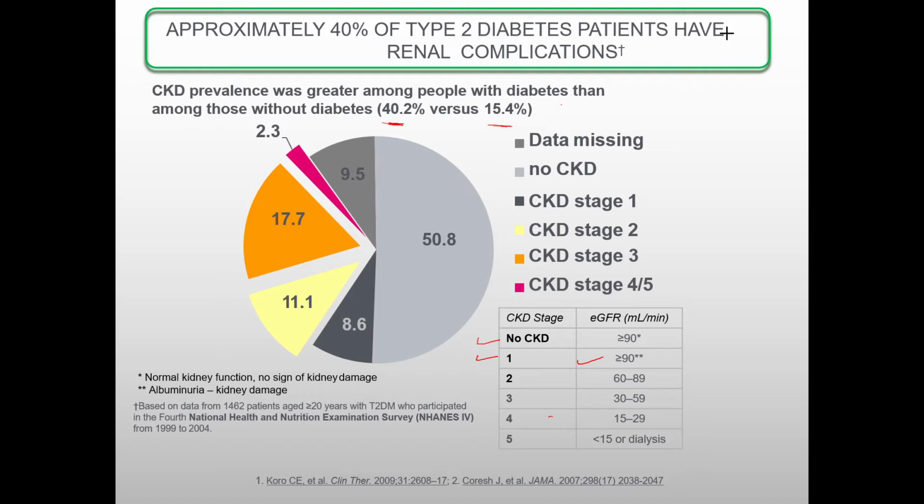So out of all the stages of CKD, the stage which is more prevalent is stage 3. This is stage 3 CKD. It is much more prevalent among the other stages of CKD. So this was about the prevalence of CKD in diabetes.